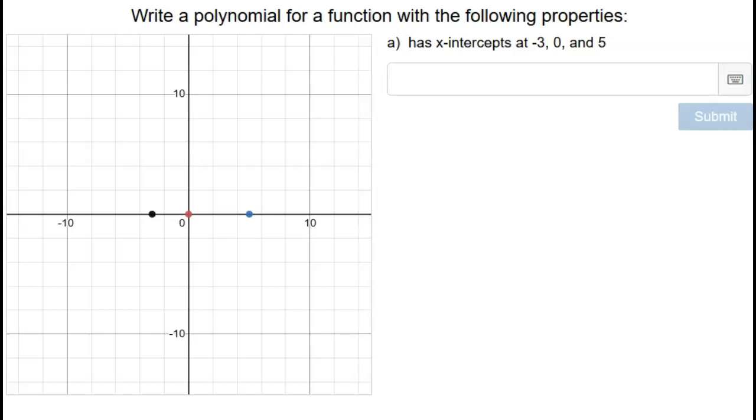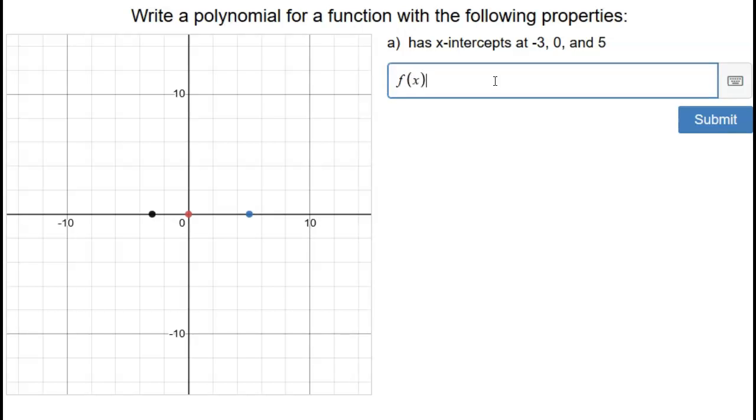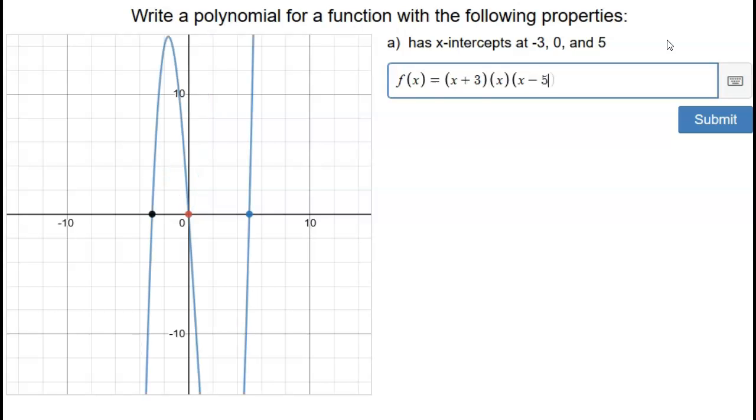So if you want to write a polynomial for a function with the following properties, it has x-intercepts at negative 3, 0, and 5. Remember, x-intercepts come from the factored form. So if you do f of x is equal to, you're going to have 3 factors because you have 3 intercepts. They have to be the opposite because this is the value that makes this factor equal to 0. So you would have x plus 3. You would have x either plus 0, minus 0, or just the x by itself. And then for the 5, x minus 5.